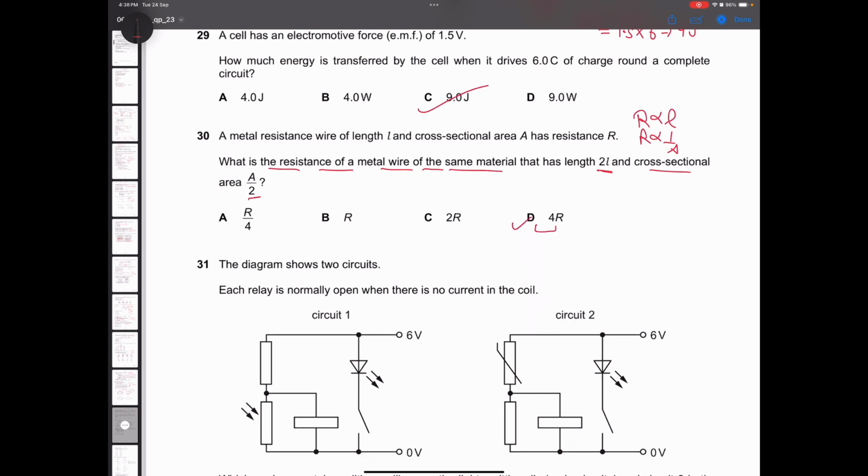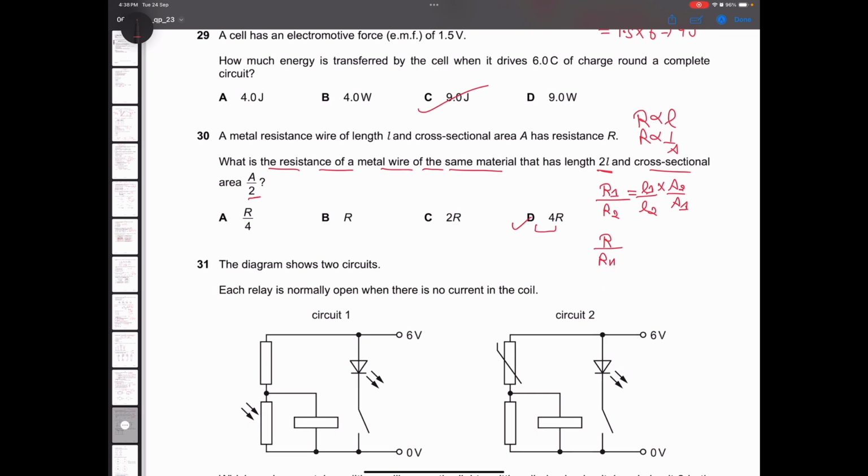But if you need the proof of this, we have one formula: R1 over R2 is equal to L1 over L2 times A2 over A1. R1 I am keeping as R. R2 let's keep as R new.